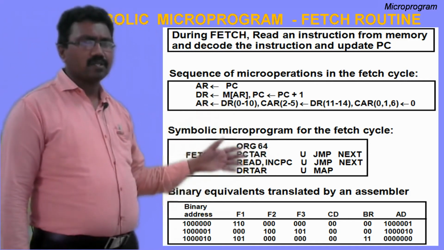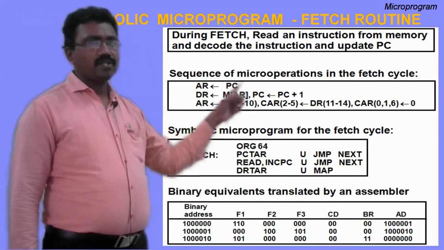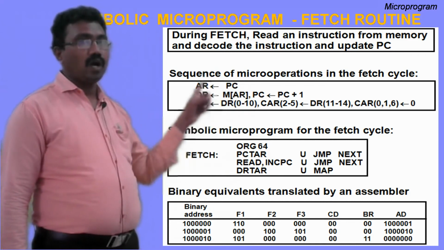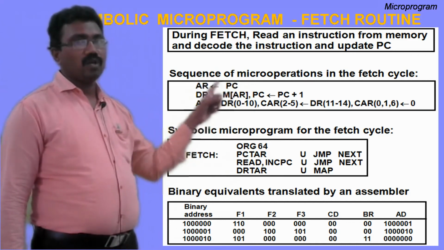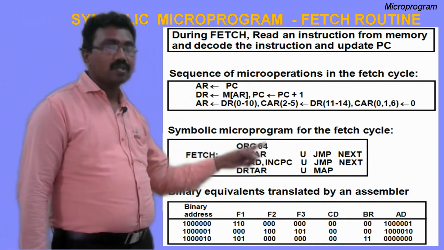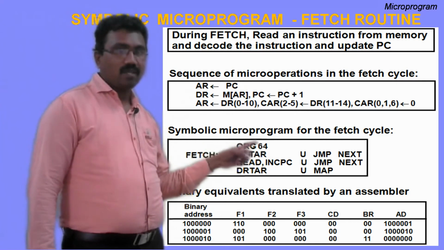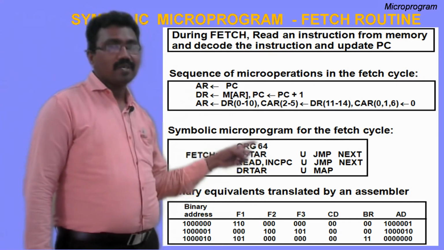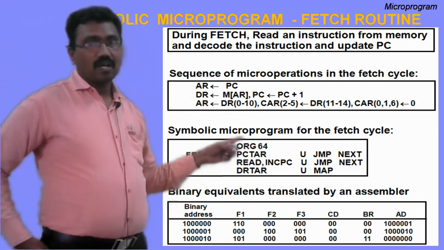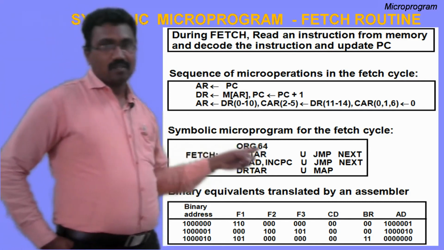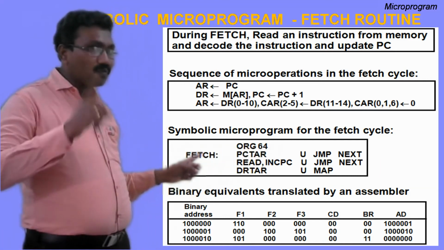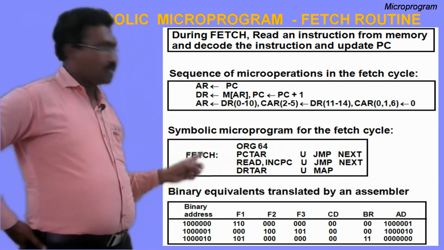micro program using symbols. First we'll see what the operation is at time t0. The PC content is moving to AR, PC to AR. Here ORG 64 in the symbolic micro program is nothing but the starting address of the fetch micro program in control memory, which is 64. The starting microinstruction address is 64. So fetch is the symbolic address which indicates 64.